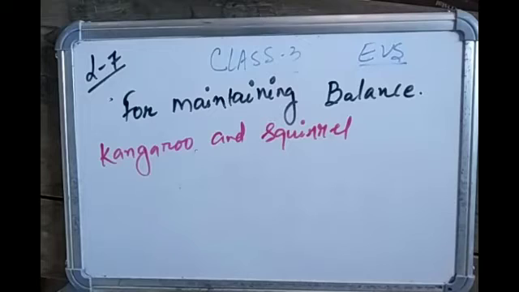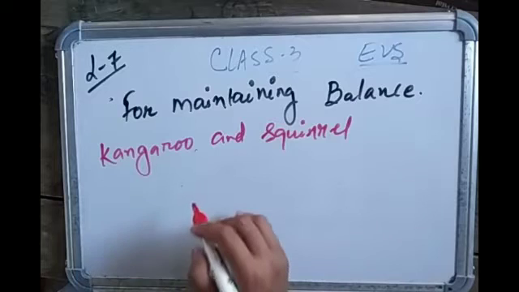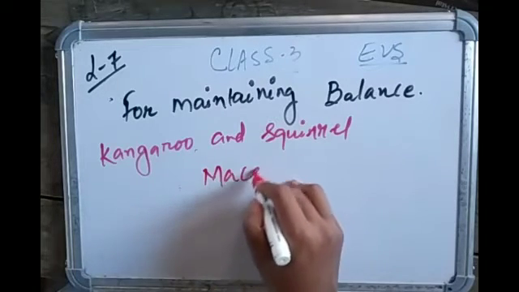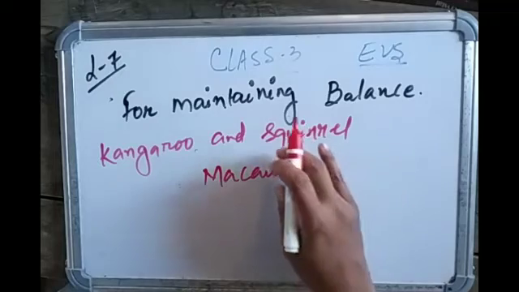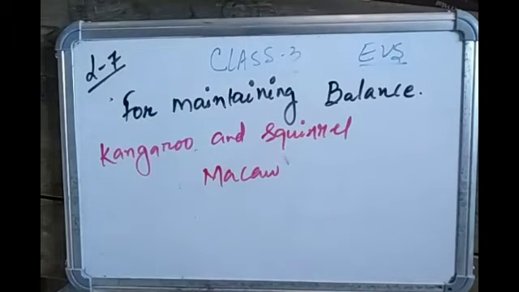Then the macaw bird's long tail balances the weight of its beak, otherwise it would fall when piercing. Macaw is also taken as an example. The tail balances the weight of its beak.